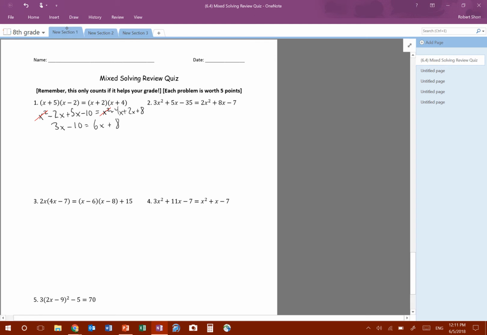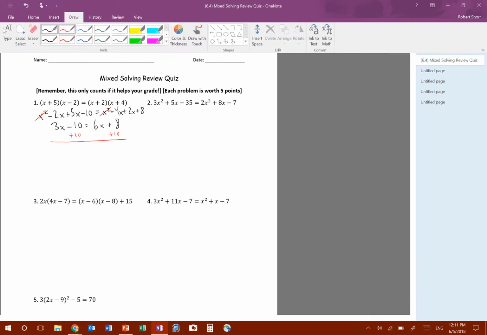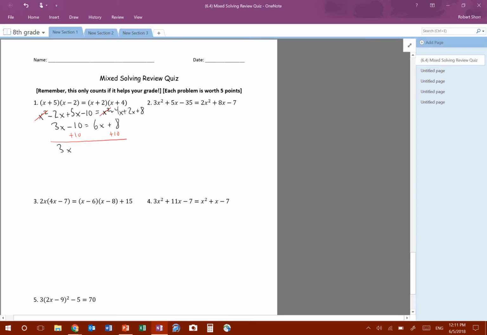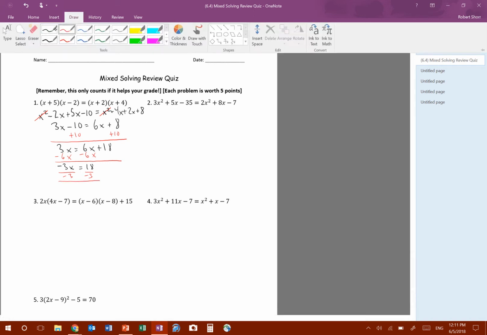This is a thing people definitely know how to do now. Plus 10 gets me 3x equals 6x plus 18. Minus 6x, minus 6x, negative 3x equals 18, and lastly divide by negative 3 will get me x equals negative 6.